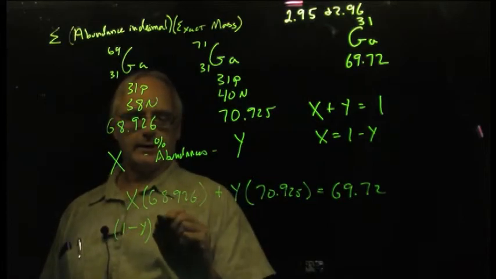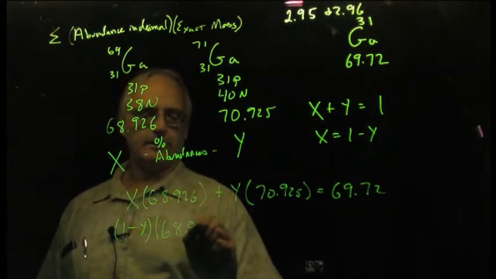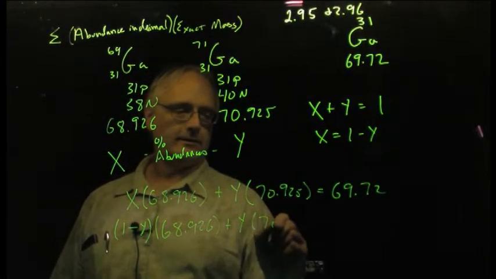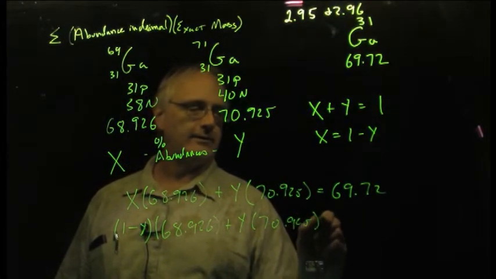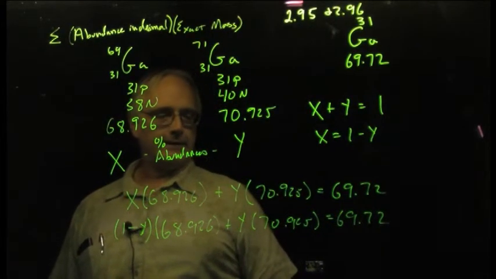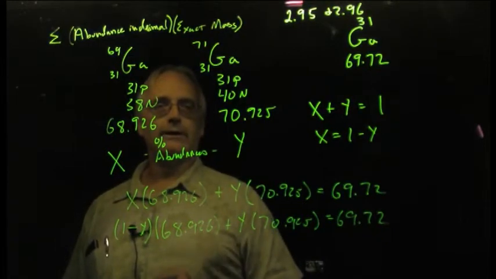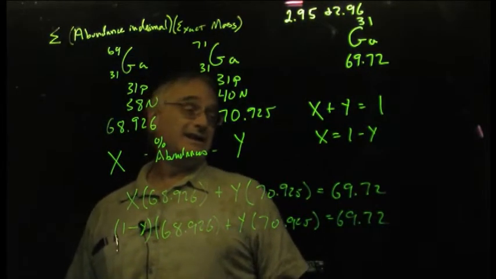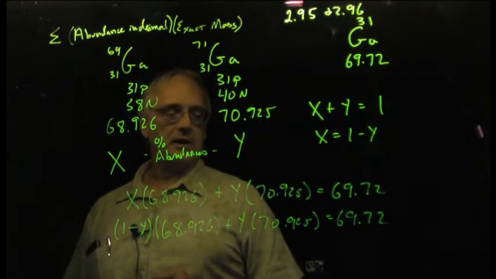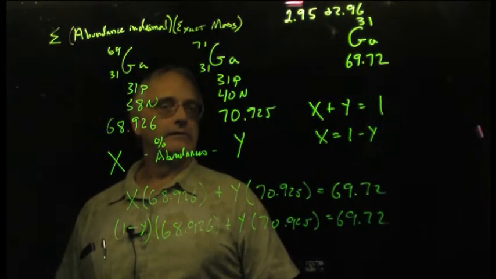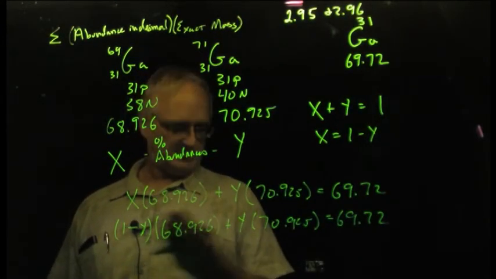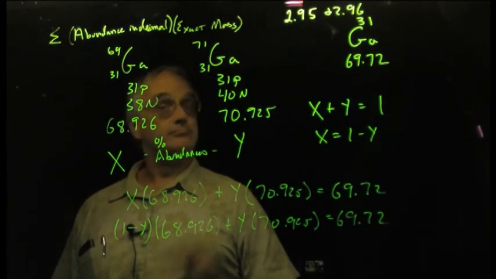(1 minus y) times 68.926 plus the original y times 70.925 equals 69.72. Oh my, there is an equation with only one unknown in it. Oh yeah, it's kind of tedious algebra, but there's how you're going to get the answer. So, remember your isotopes, go forth, calculate, figure out what y is here, and see you later.